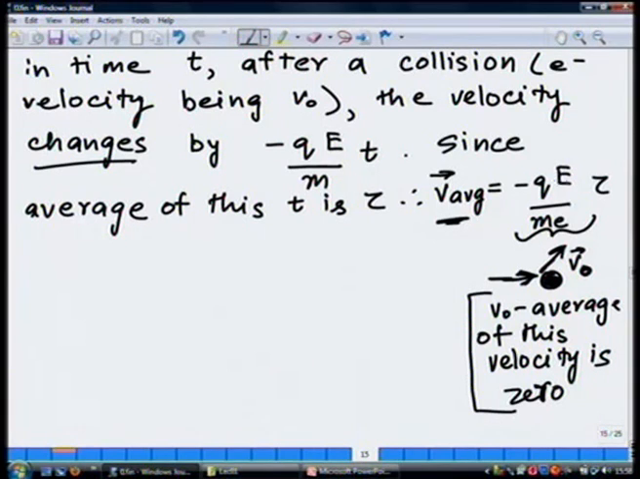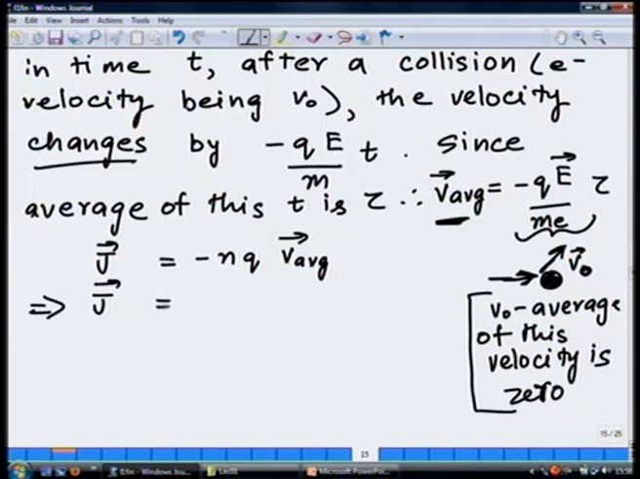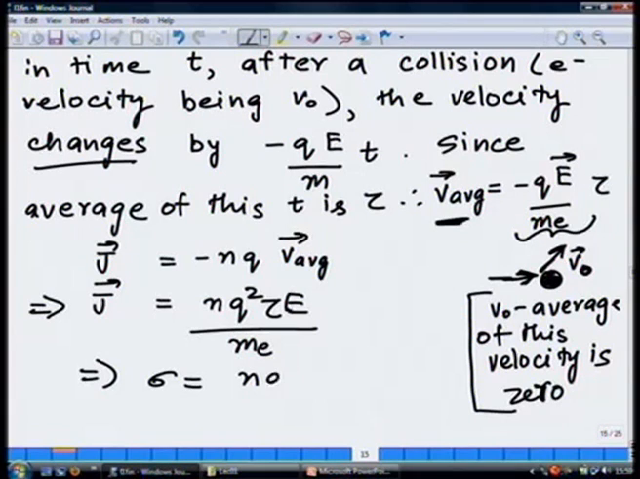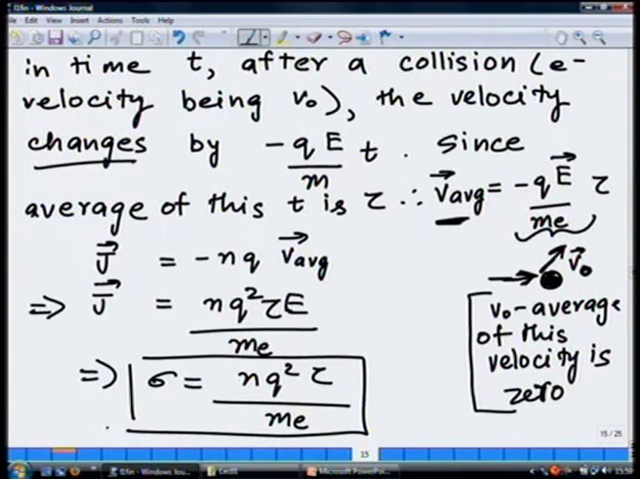Now this V average depends on the electric field. Given the electric field, there is an average velocity component that does not increase in time, because tau is the average time, a fixed number. So now I have a fixed velocity, which means the current density is equal to minus n q V average, as we wrote earlier. Substituting this velocity, J equals n q squared tau by m times E, which implies that the conductivity is n q squared tau by m. So now we have derived, according to Drude's theory, what the conductivity of a material will be.